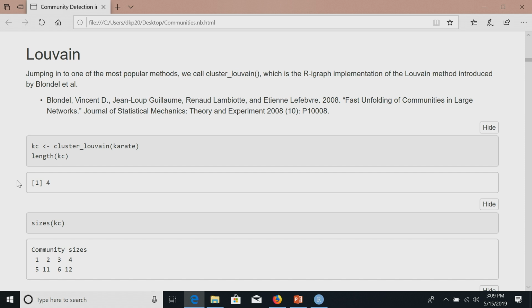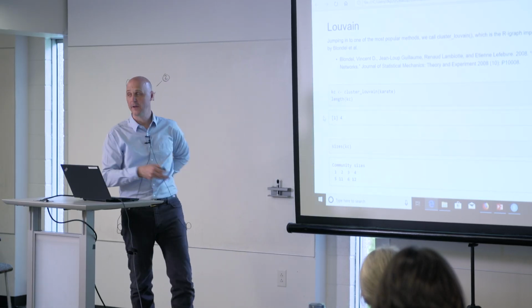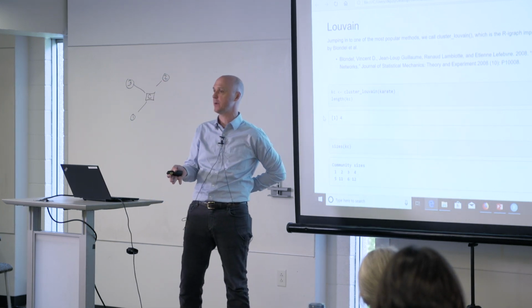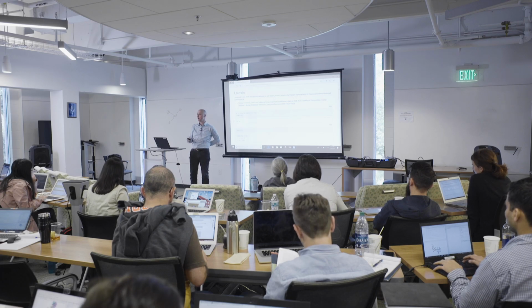We're going to run cluster Louvain and pipe the output to a simple variable called KC, for karate communities. If you don't like my naming conventions, you should at least be happy that this is above average for me in clarifying what the names of my variables are.